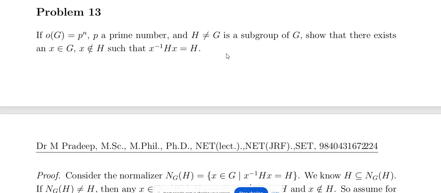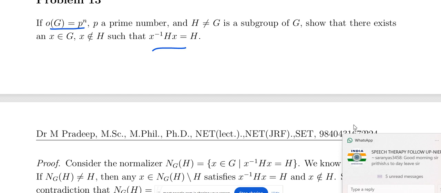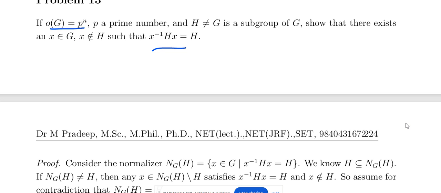We cannot guess what they will ask and what they will not ask. Simple ones have the maximum chance of being asked. So order of G equal to p power n, p is a prime number, H is not equal to G, a subgroup of G. Then there exists x belonging to G, x not belonging to H, such that x inverse H x equal to H.